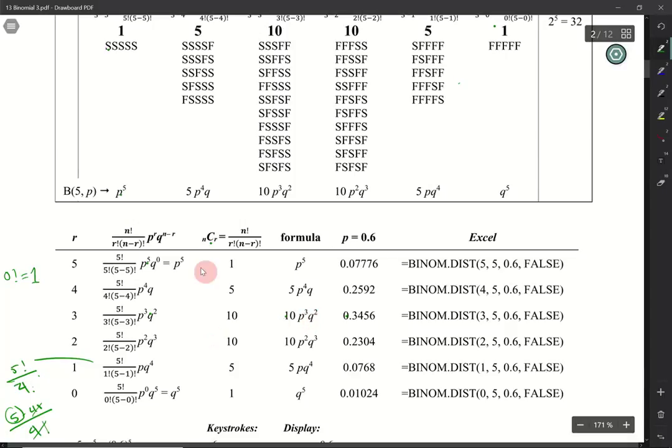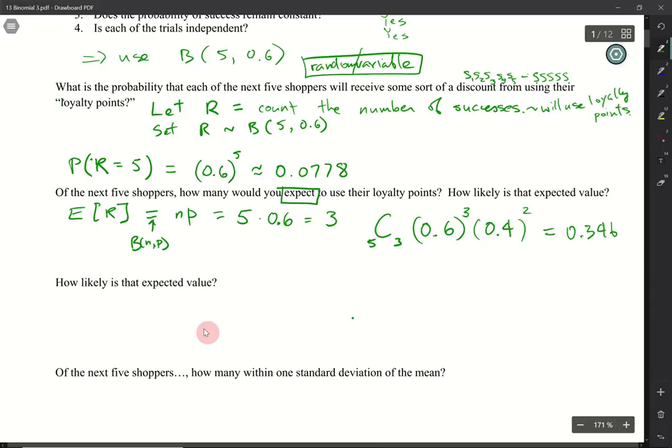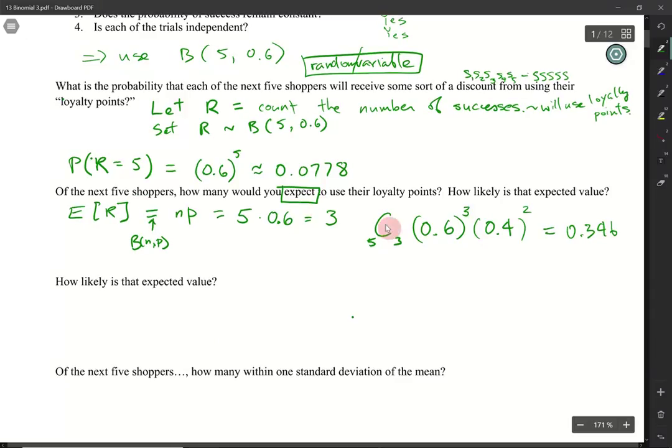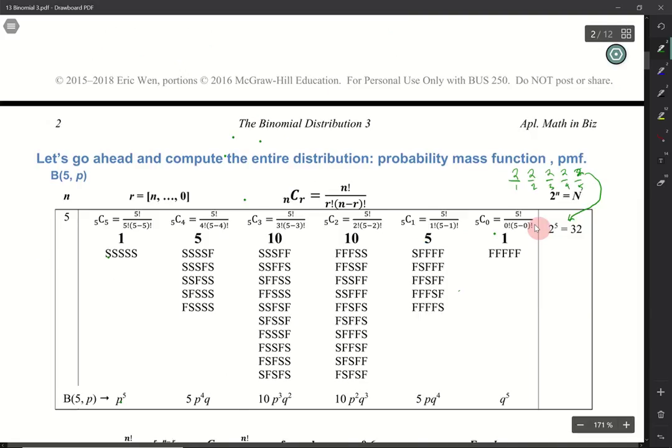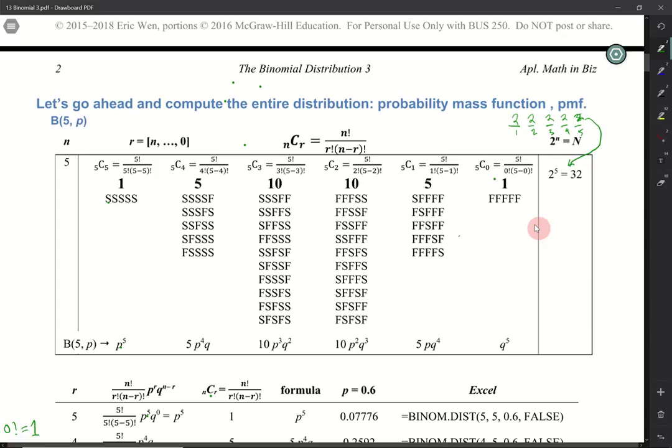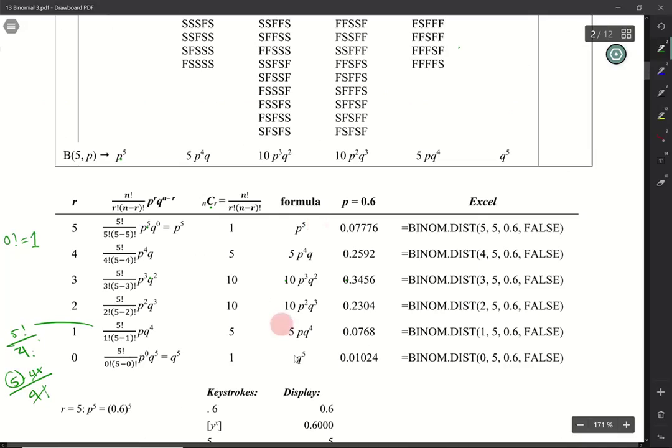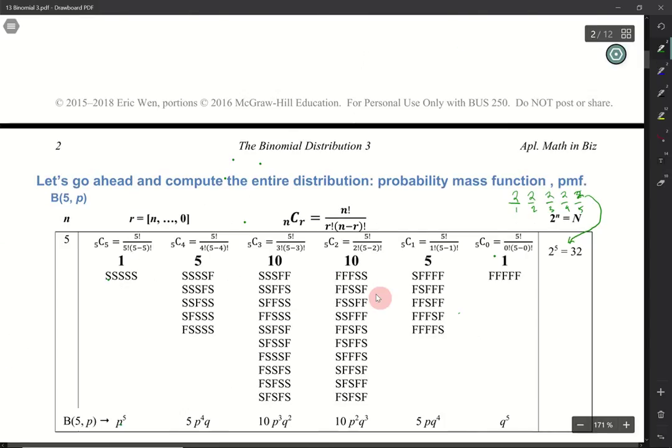So if you just need one of those probabilities, it's not so bad to get it from the calculator, right? You just have to understand. I mean, it helps if you see this whole big picture, and then you understand where you are in the probability mass function, right?